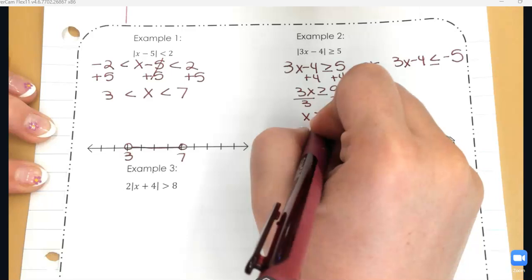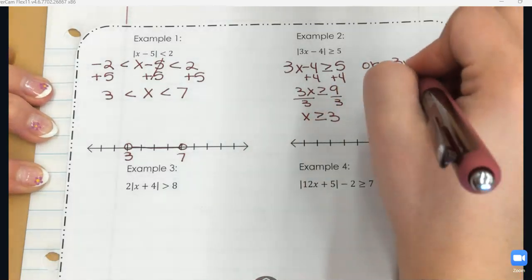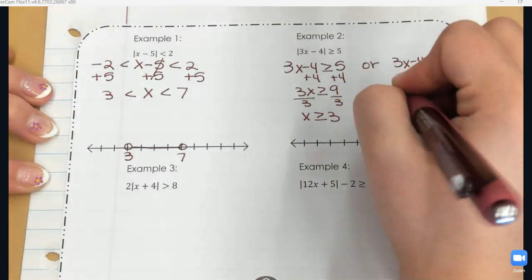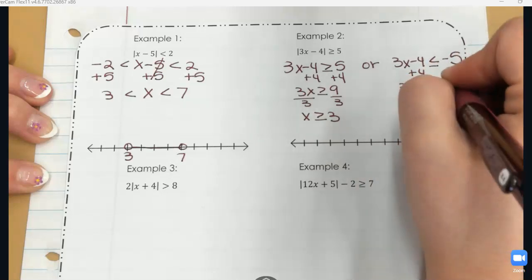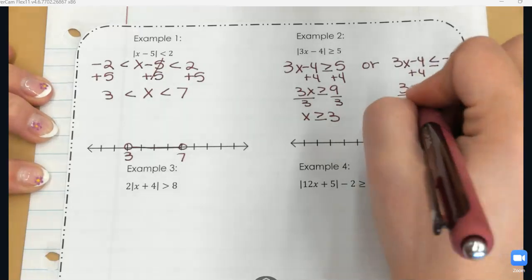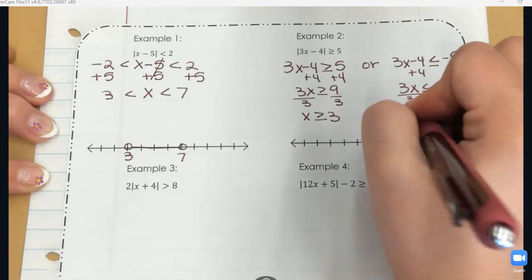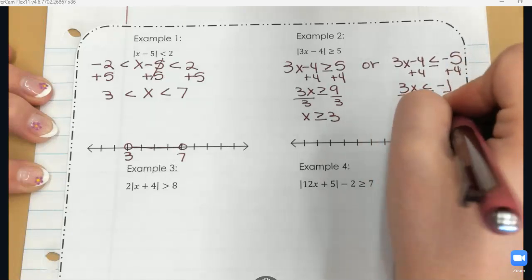So x has to be greater than or equal to 3, or when I add 4 over here, I get -1, and when I divide, x has to be less than or equal to -1/3.